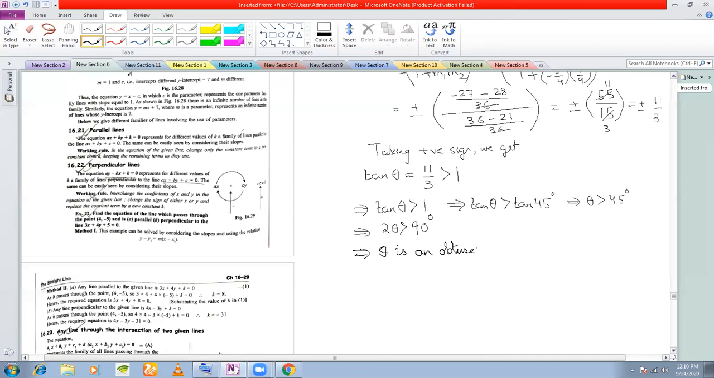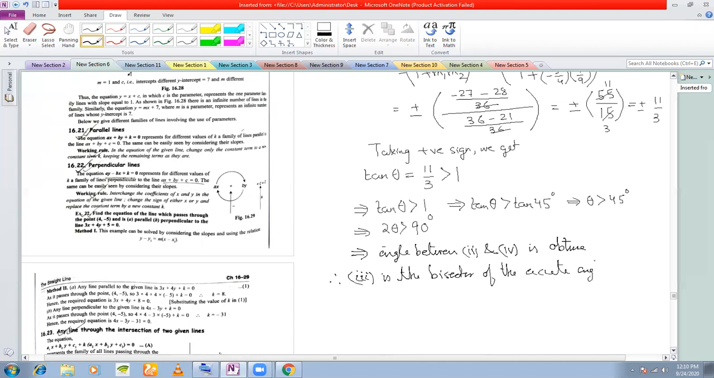We say that the angle between 2 and 4 is obtuse. Therefore, which one is the bisector of the acute angle? The other one obviously has to be the bisector of the acute angle. Therefore, 3 is the bisector of the acute angle between 1 and 2.